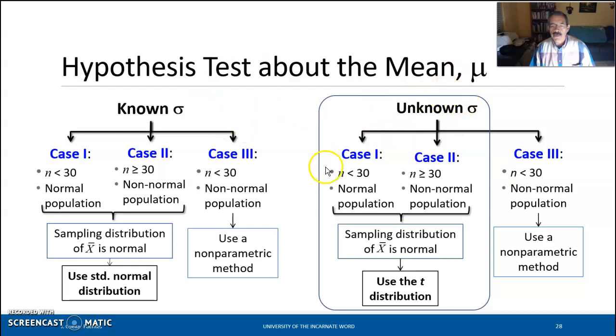And we're going to focus only on these two cases: when we are taking a sample from a normal population, and when we're taking a sample from some population that is unknown or is not normal, but the sample size is very large. So for both of these cases, the sampling distribution of the mean is normal, and as we saw when we were calculating confidence intervals, we're going to use the t-distribution.